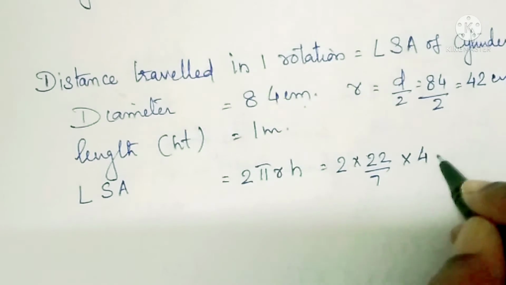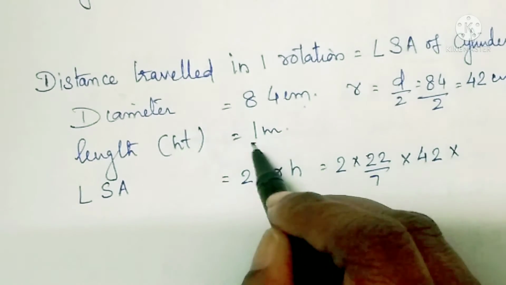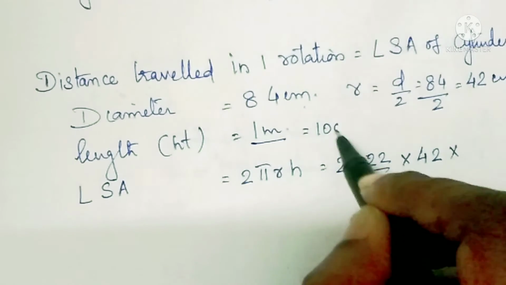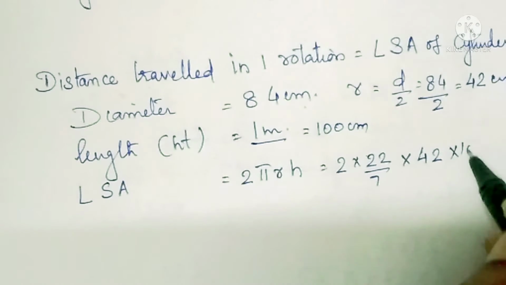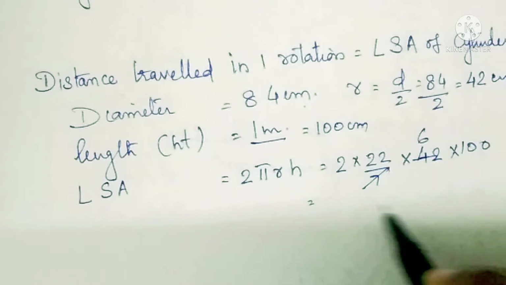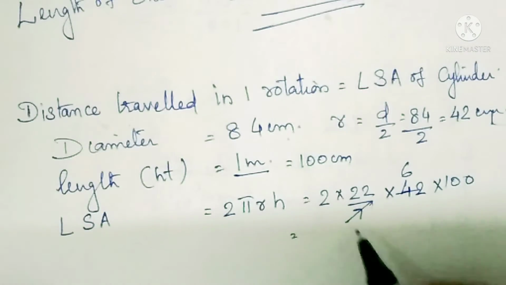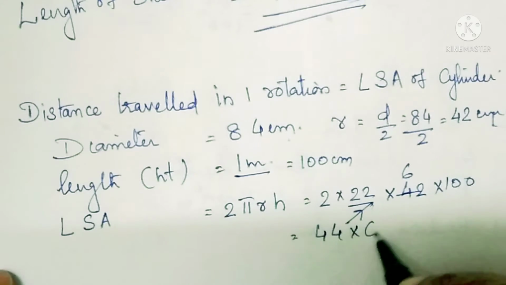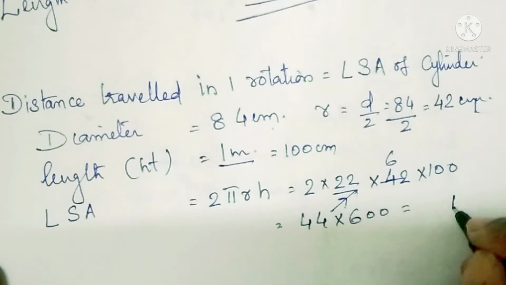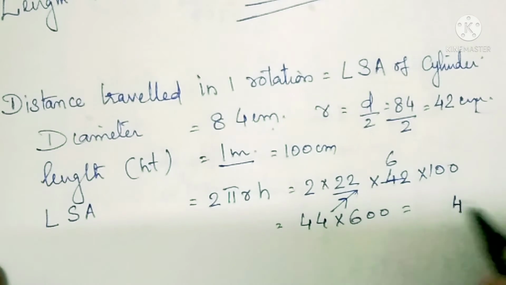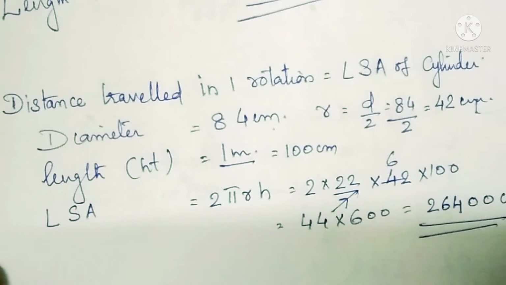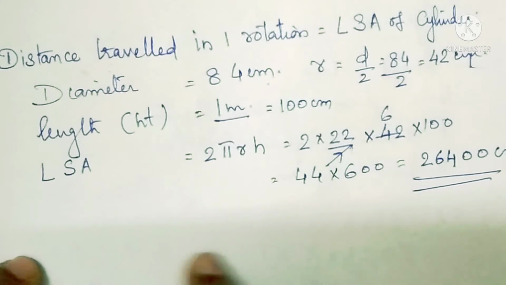So here 42. H is 1 meter given. So we have to convert it into centimeter. That is 100 centimeter. Now cancellation, 7 6s are 42. So when you multiply 22 2s are 44 into 600. See, 4 6s are 24. 6 4s are 24 plus 2, 26. This many centimeter square. This is the lateral surface area.